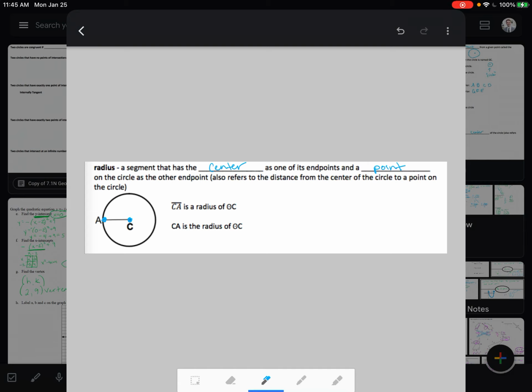All right, so again, you can draw a bunch of these. There are infinitely many radii of a circle. You could say that CB is a radius of circle C as well.